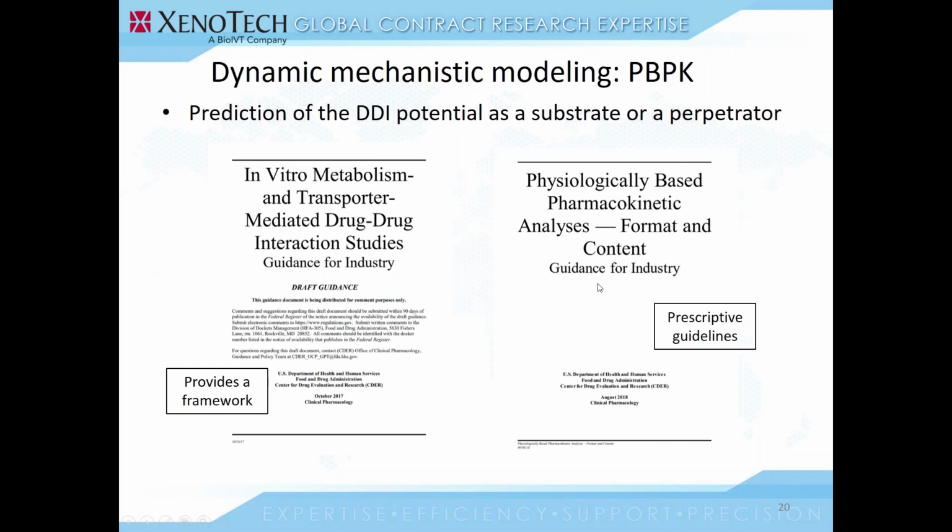So there's a lot of guidance out there. This isn't something that we do here. But the DDI guidance that we've been relying pretty heavily on for most of this talk provides a pretty nice framework with how to think about approaching PBPK.